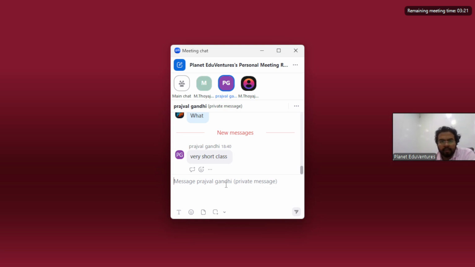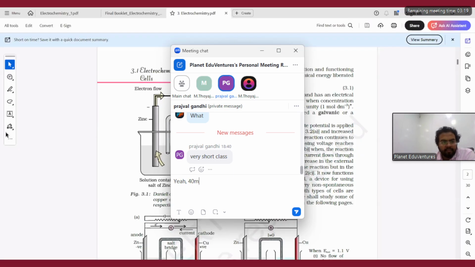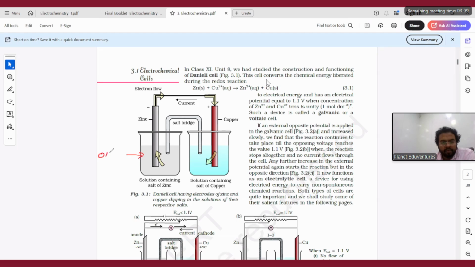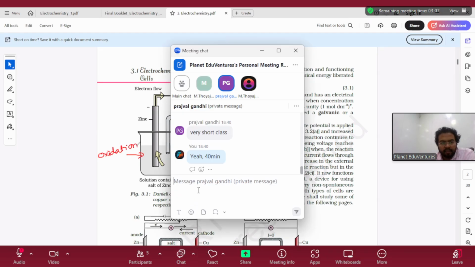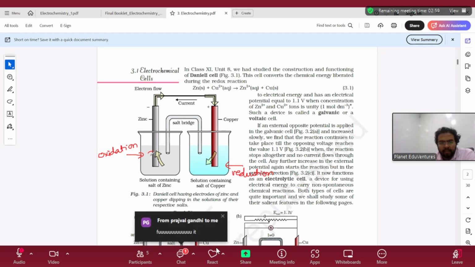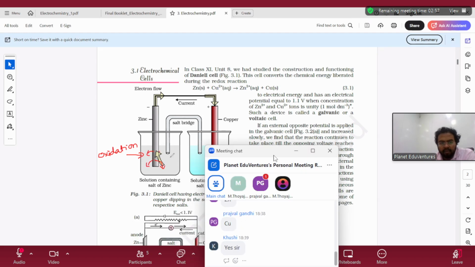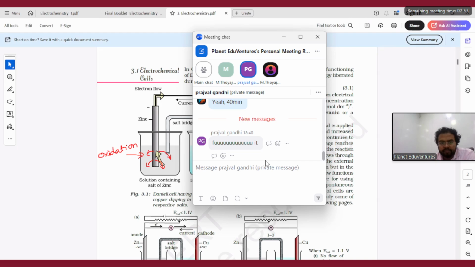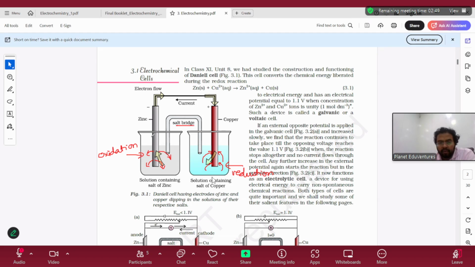Okay. So now, what do you learn from this diagram? You learn that this side is which half cell? Oxidation half cell. And this side is which half cell? Reduction half cell. You knew what was happening. Here the zinc atoms were coming out of the rod, and here copper was getting deposited on the rod. That's why it was reduction, and here it was oxidation. And what is the important role of the salt bridge?